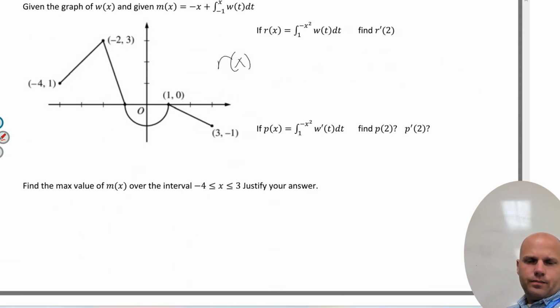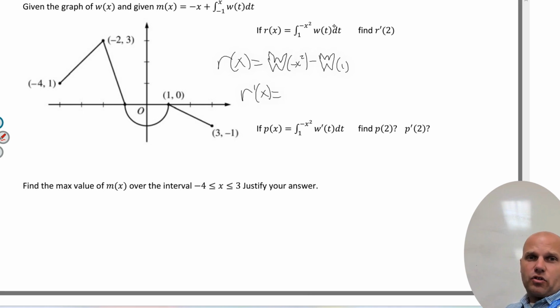Well, R could also be written as big super W of -x squared minus big super W of 1, which means R of 2, if I wanted to find it, could be used. But it means R prime could be found and understood.